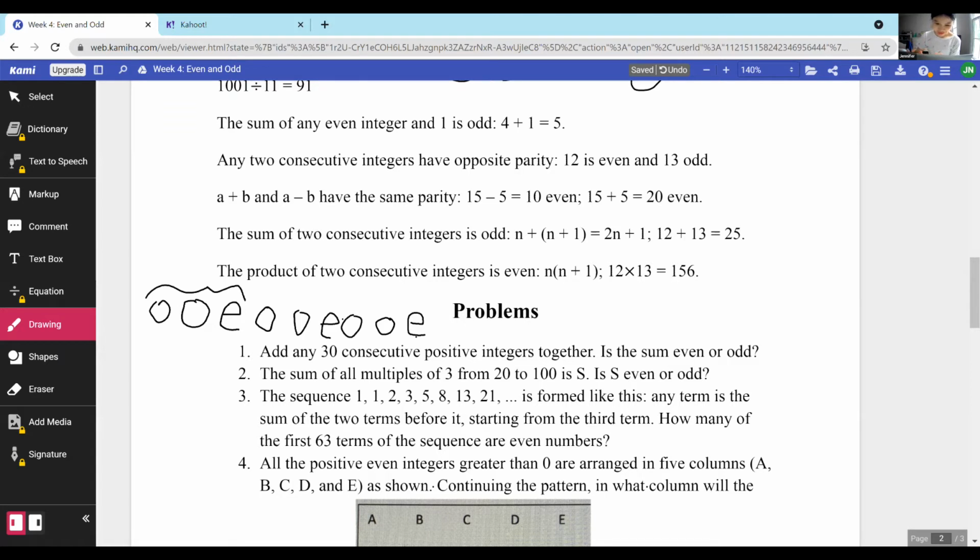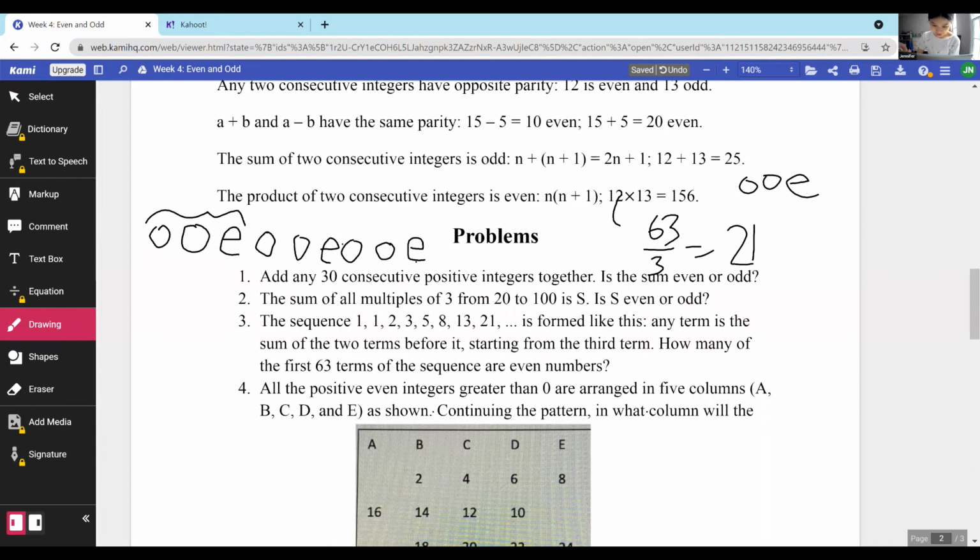And then there's 63 terms, and that means there are 21 repeats of odd, odd, even. And out of those, in each of these sets of 3, there's one even. So in all there are 21.